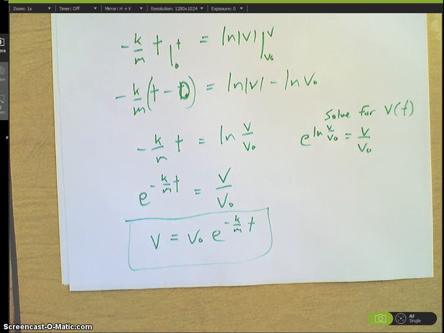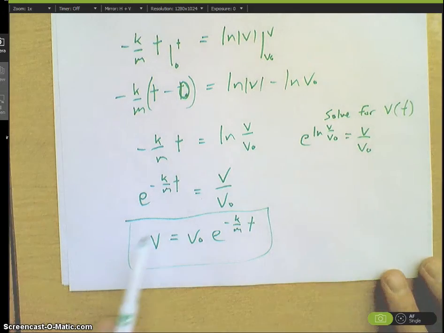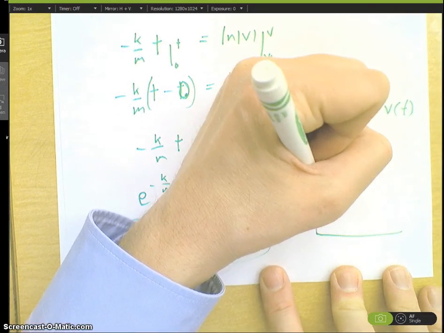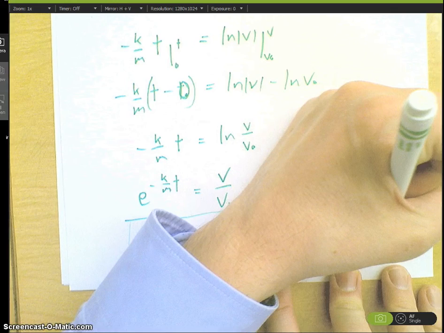Which matches the graph that we were guessing before. As time goes on, the force is going to be shrinking because the velocity is going to be shrinking. The drag force will be shrinking, so the velocity will be shrinking. If you were to graph this out, you would get that graph with time.